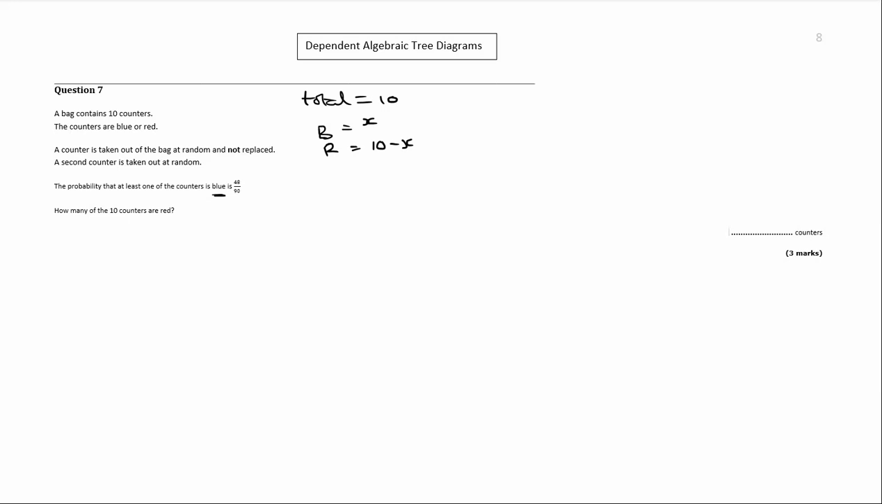The probability that at least one of the counters is blue. So I might actually be contradicting what I was saying. It might have been simpler to have red as X, because if I'm having at least one counter is blue, that's actually saying I'm going to do 1 take away the probability of red, right? Because red is the only probability where there's not at least one blue counter, and then I want to take that away from 1. So I'm actually going to change that.